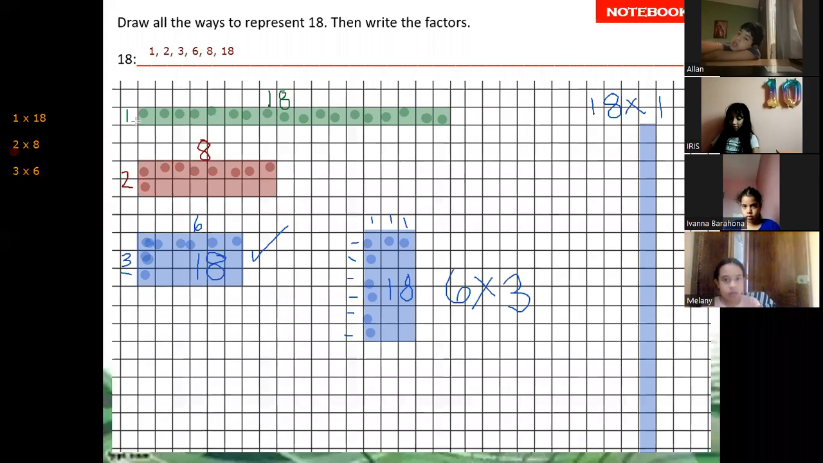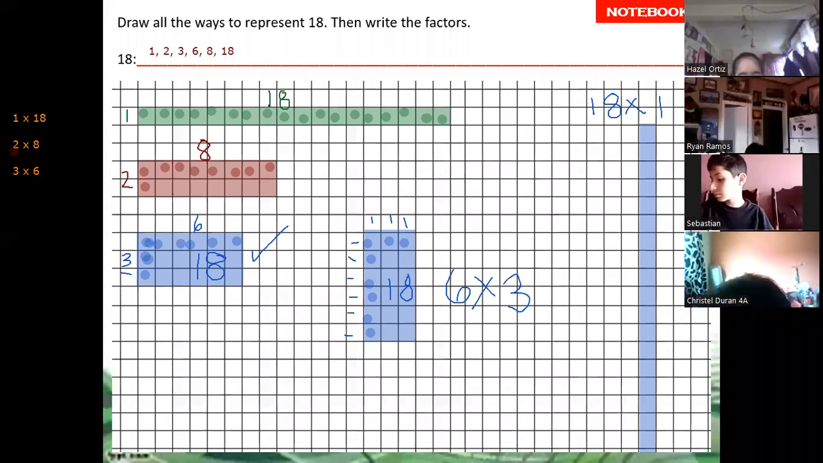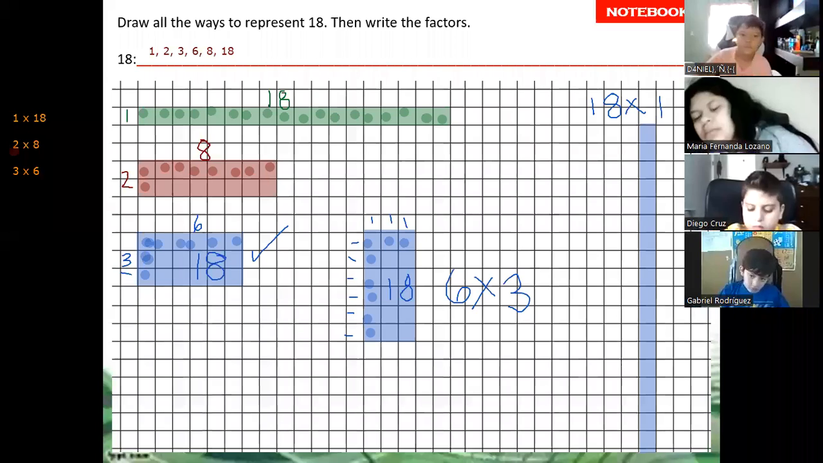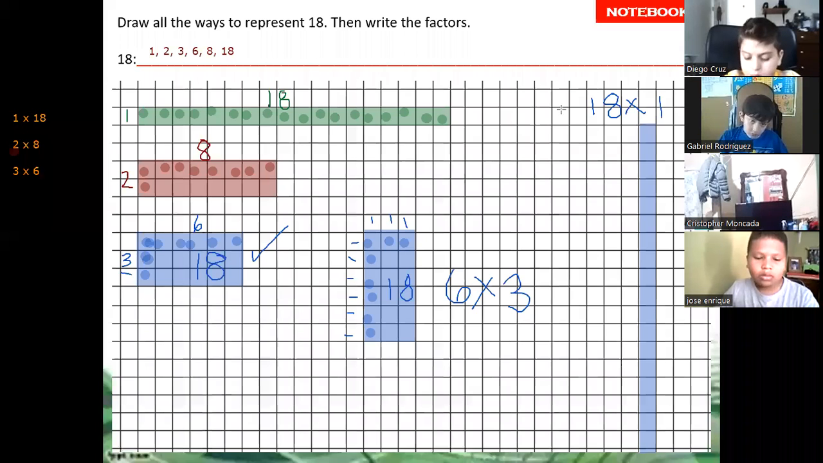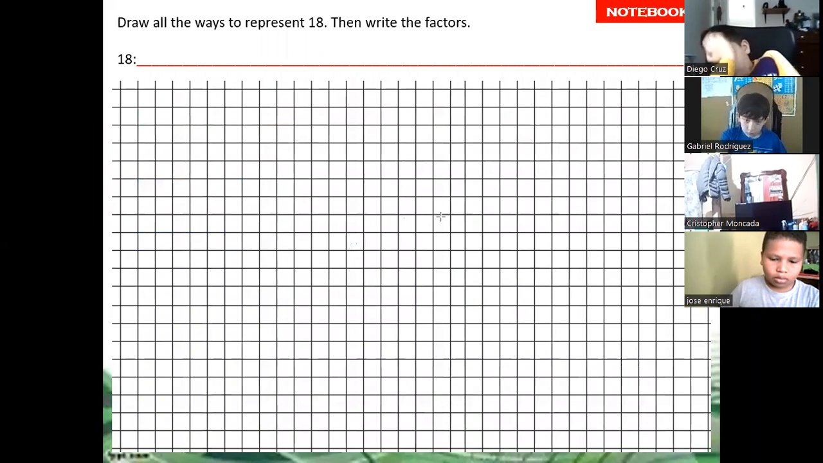So do you understand the difference? You get that? It's the same product, because in multiplication there is a property, the commutative property, which says the order of the factors does not change the product. El orden de los factores no altera el producto. 1 times 18 equals 18, 18 times 1 equals 18. It's the same. Okay, one more.